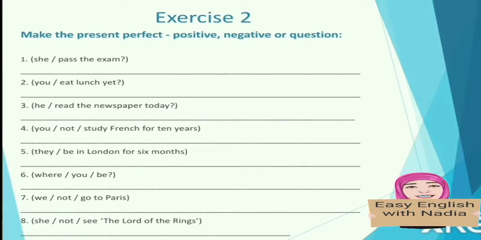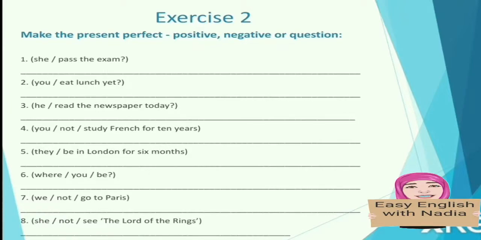Now let's do exercise 2. Make the present perfect positive, negative, or question. She passed the exam. You eat lunch yet. He read the newspaper today. You not study French for 10 years.